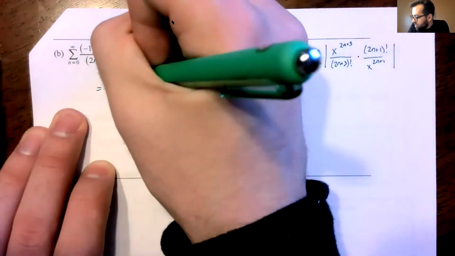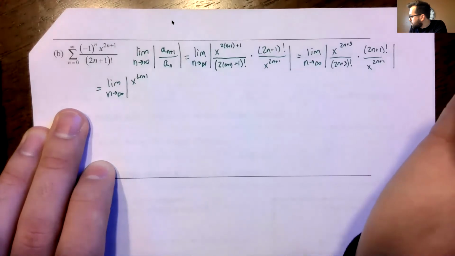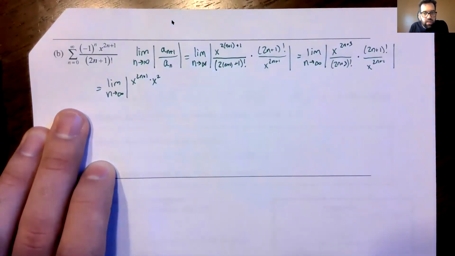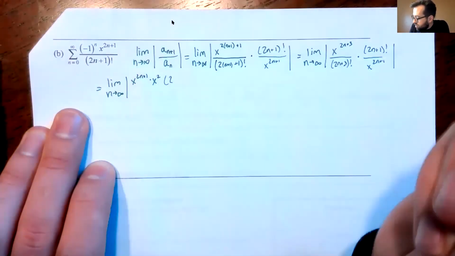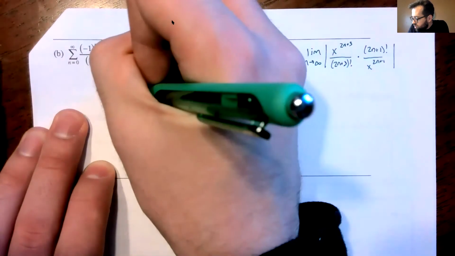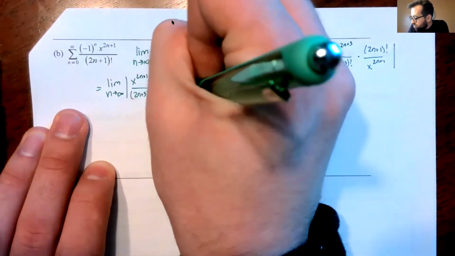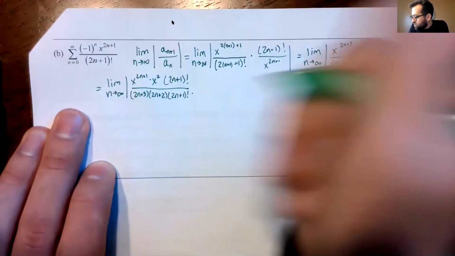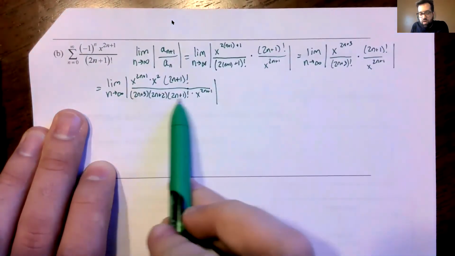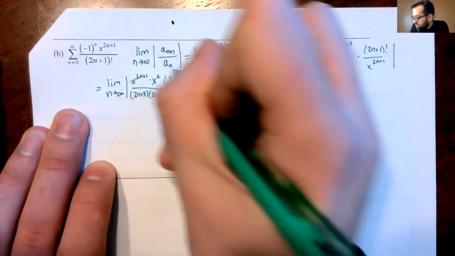If we pull out an x to the 2n plus 1, we're going to be left with an x squared, because I have an extra 2 that I pulled out. And then 2n plus 1 factorial over 2n plus 3 times 2n plus 2 times 2n plus 1 factorial times x to the 2n plus 1. So I pulled out the first 2 terms of the factorial. And now the factorials can cancel. The x to the 2n plus 1s can cancel.